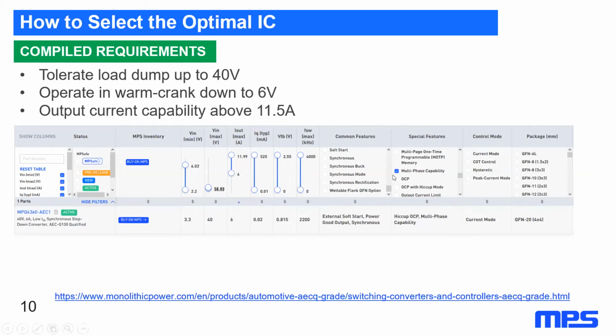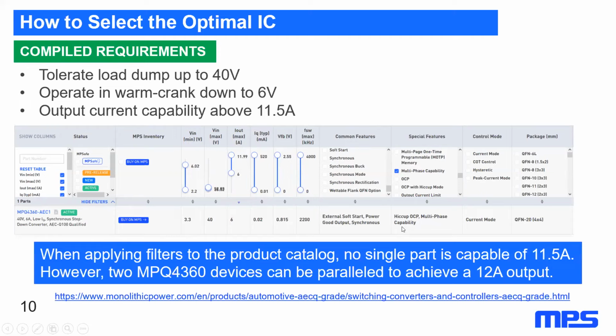Now, with all these filters selected, the MPQ4360 appears. This is a 40 volt tolerant device. So first requirement checked. It can operate to a minimum input voltage of 3.3 volts. So the second requirement is checked. And each converter can deliver 6 amps, and it has multi-phase capability. So we can parallel 2 of them to achieve the total 11.5 amps. In this case, we could even achieve 12 amps.